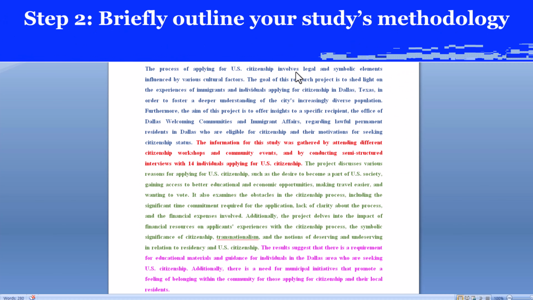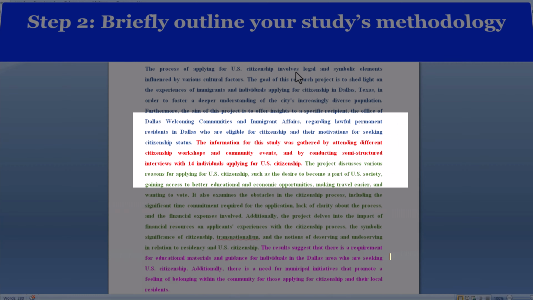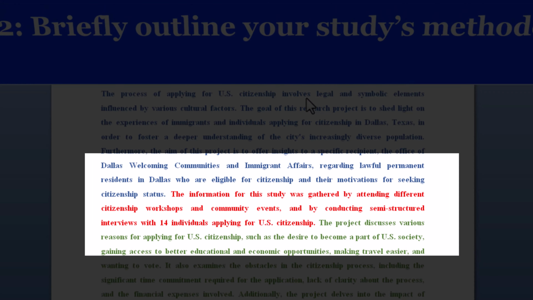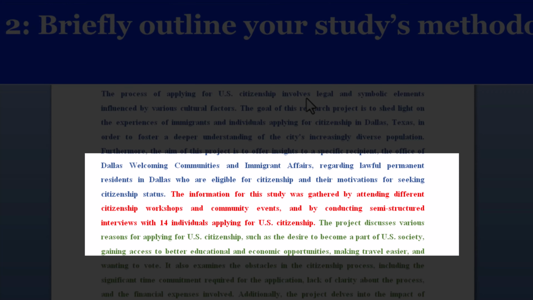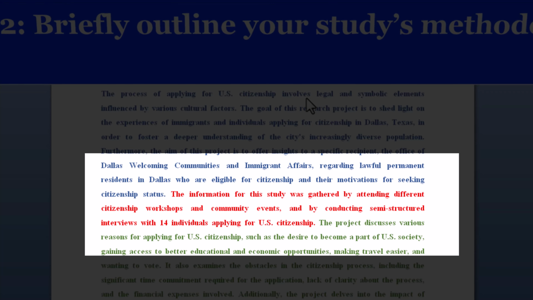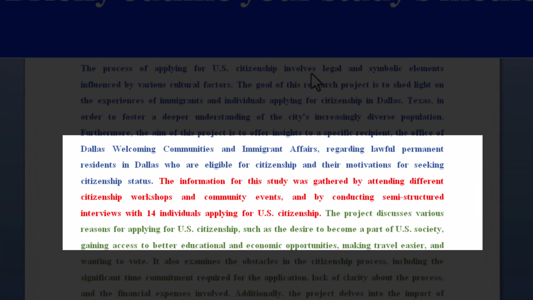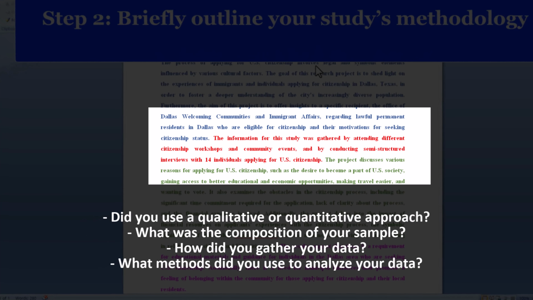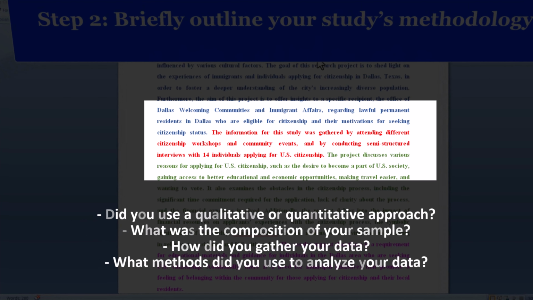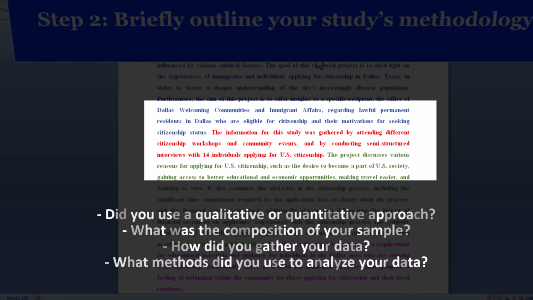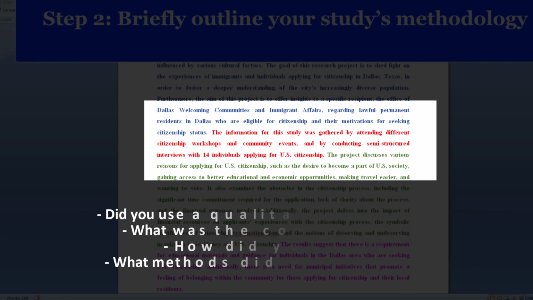Step 2. Briefly outline your study's methodology. In this section of your abstract, briefly outline the approach you used to address your research questions. Specifically, describe the research design and methodology you employed. Address the following questions. Did you use a qualitative or quantitative approach? What was the composition of your sample? How did you gather your data? What methods did you use to analyze your data? This section should focus on explaining the procedural aspects of your research in a concise manner.